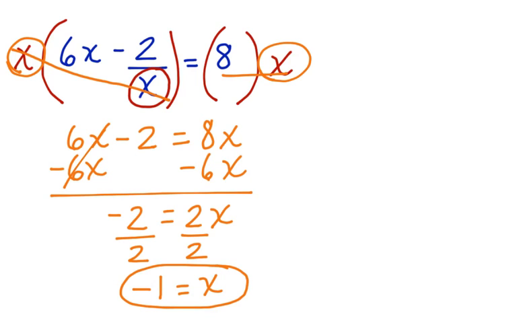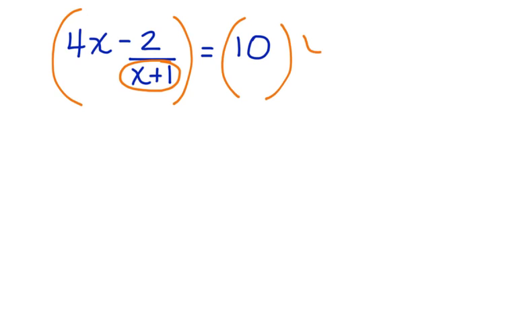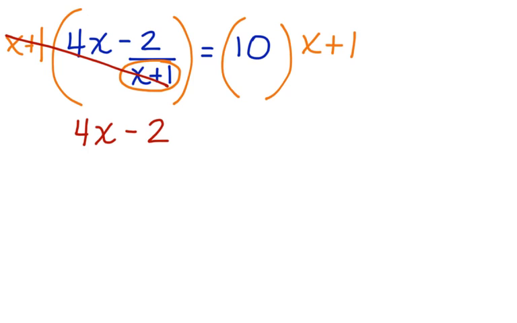Let's look at another one. Here we have 4x minus 2 over x plus 1 equals 10. Again, we want to clear this denominator. We're going to do that by multiplying both sides of this equation by x plus 1. On this side, the x plus 1's cancel, leaving us with 4x minus 2. We have cleared this denominator, equals 10 times x plus 1.